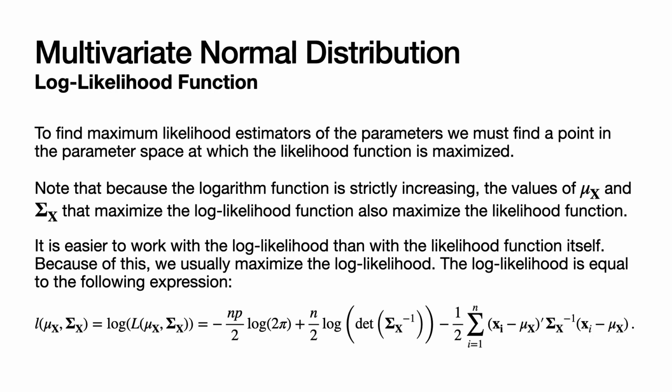But what good does this do? Note that because the logarithm function is strictly increasing, points at which the log likelihood is maximized are the same as the points at which the likelihood function is maximized. So if we can find where the log likelihood is maximized, we've also found where the likelihood function itself is maximized.